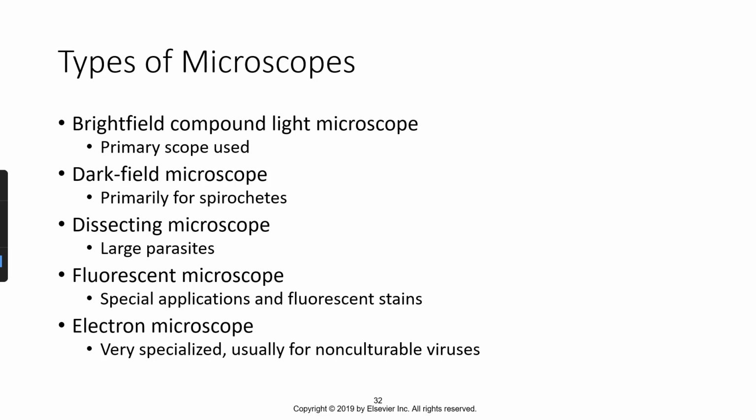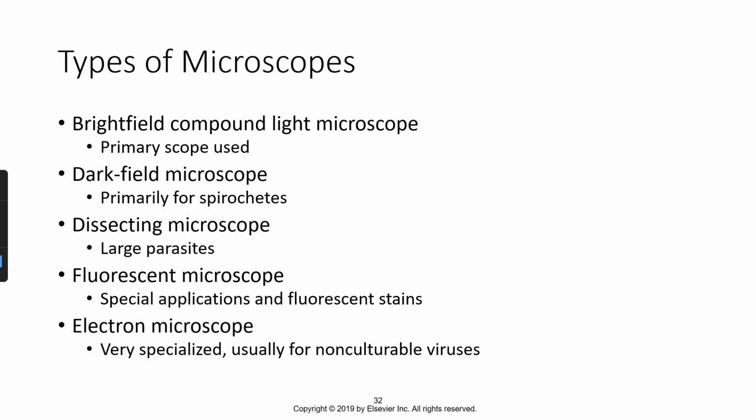Fluorescent microscope, there are certain applications. We can stain certain specimens with fluorescent antibodies or fluorescent DNA probes, and if it's positive for that identification, then our organism would glow.